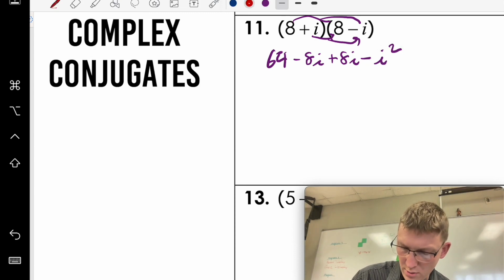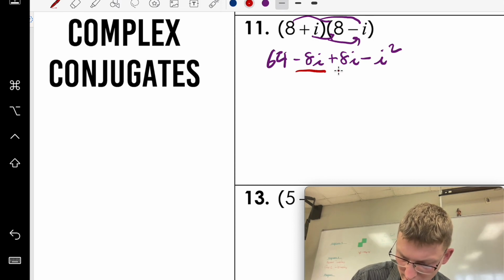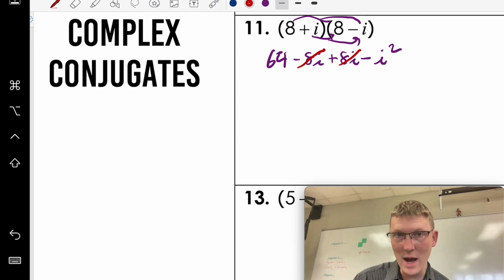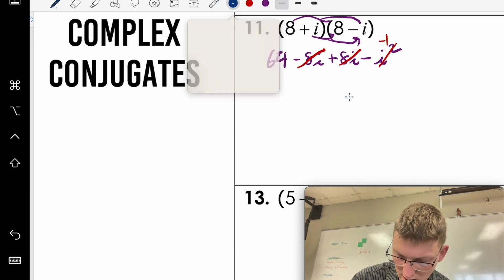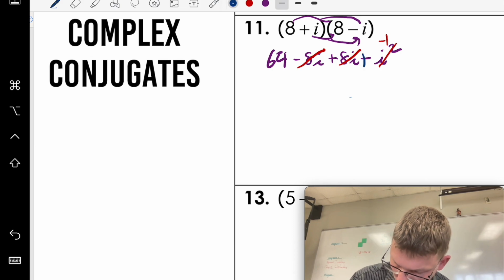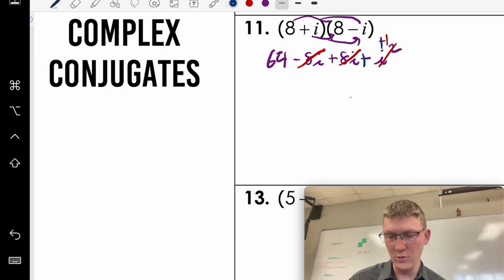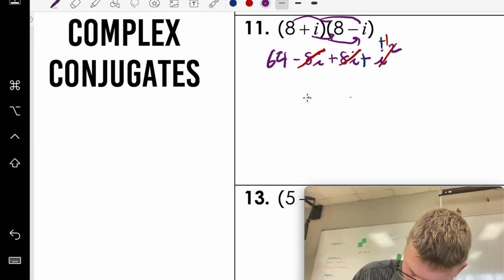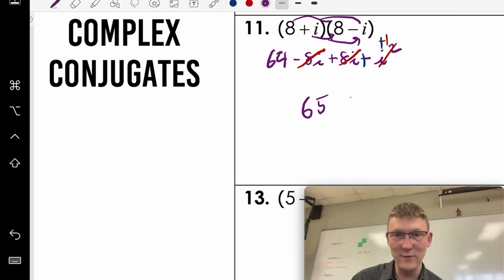So hopefully you notice we've got a negative 8i and a positive 8i, so those are both going to cancel out. Then we have an i squared, which hopefully you remember is just negative 1. And then we have a negative times a negative, so we're going to have a plus 1. So all things said and done, our final answer is 64 plus 1, which is 65.